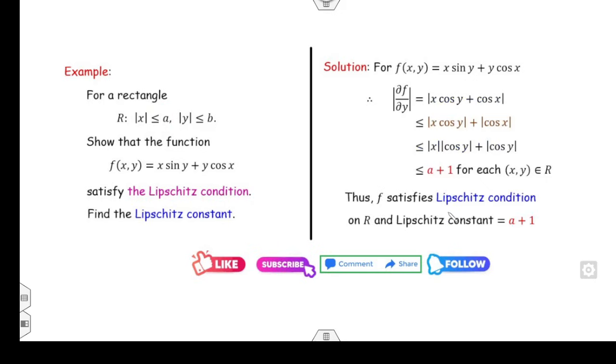फाइन. मैं बच्चों बार बार बता रहा हूं लिप्स्टिच कंडीशन सेटिस्फाइड का मतलब क्या है. जो भी इनिशियल वैल्यू प्रॉब्लम इसके ऊपर बनी, this is my f of x comma y on the rectangle R. फाइन. That will give you the unique solution, the guarantee of the unique solution and the existence of the unique solution.